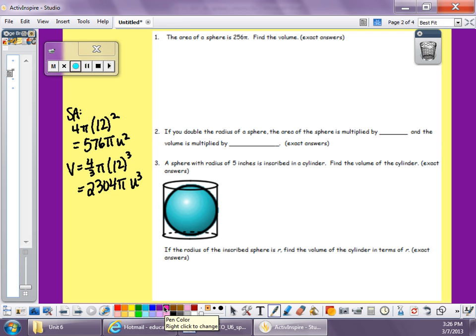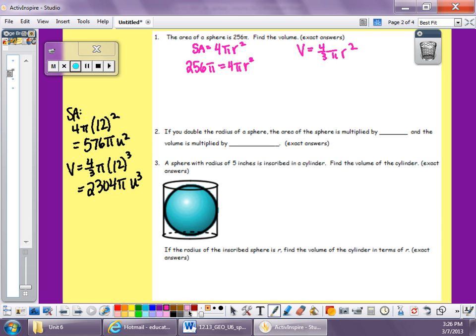It says the area of a sphere is 256 pi. Find the volume. So all we're dealing with is surface area and volume, and a lot of you asked what the area meant. So it's the area, the surface area. So I know that surface area is equal to 4 pi r squared. So I'm going to put 256 pi is equal to 4 pi r squared. So keep in mind that I'm wanting to find the volume, which is 4/3 pi r cubed.